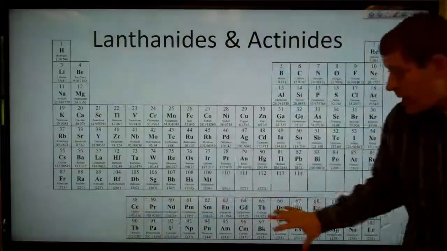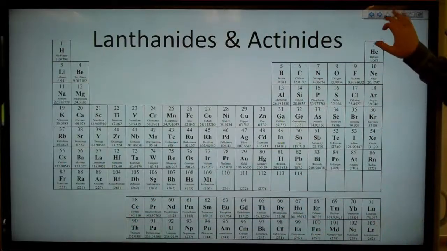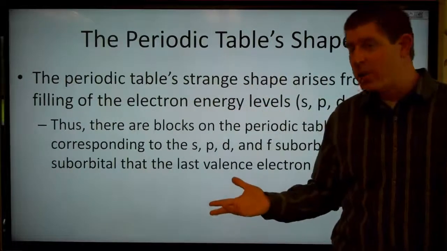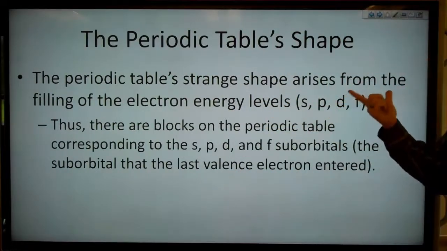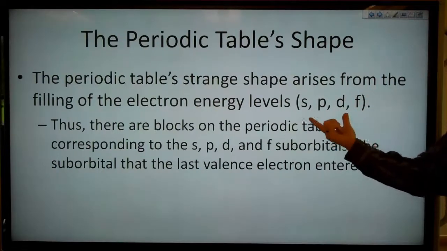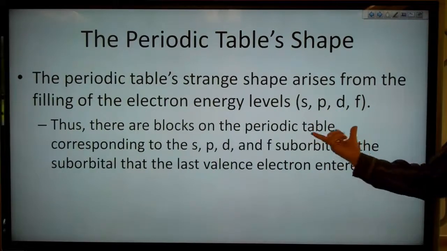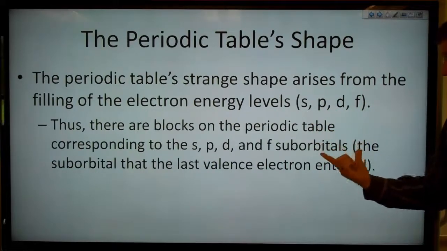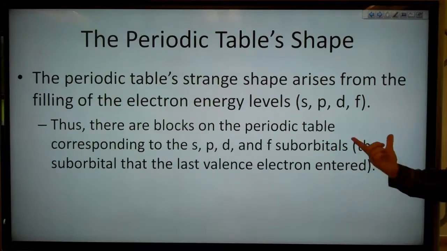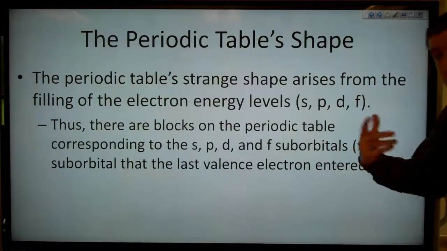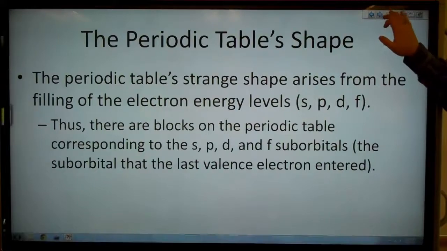Again, we have the lanthanides and actinides down here. Now, the periodic table has sort of this weird shape to it, right? And the periodic table's strange shape arises from the filling of electron energy levels. So the orbitals, the subshells, the s, p, d, and f. So we have blocks on the periodic table corresponding to our s, p, d, and f suborbitals, our subshells. So this is the orbital that our last electron that we filled into our atom went into.